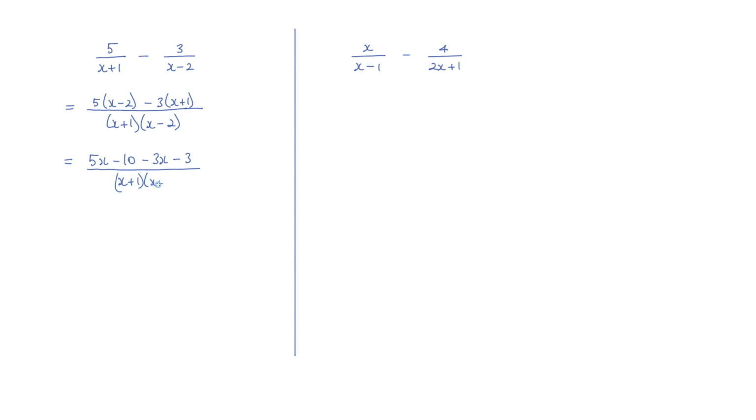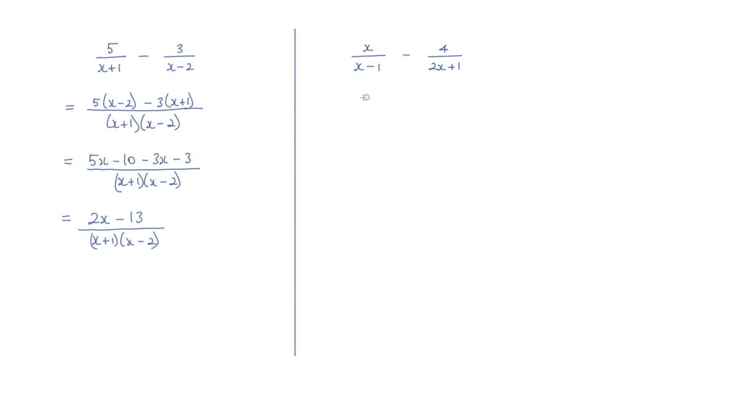and x minus 2. The next step is to gather like terms. So we've got the 5x and we're subtracting 3x, which is 2x, minus 10 minus another 3, so minus 13. And that is all over x plus 1 and x minus 2.